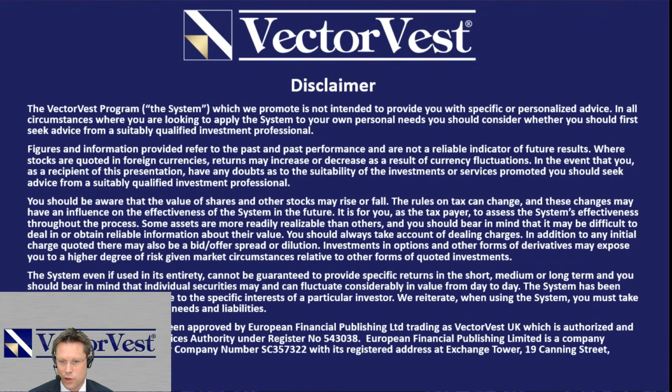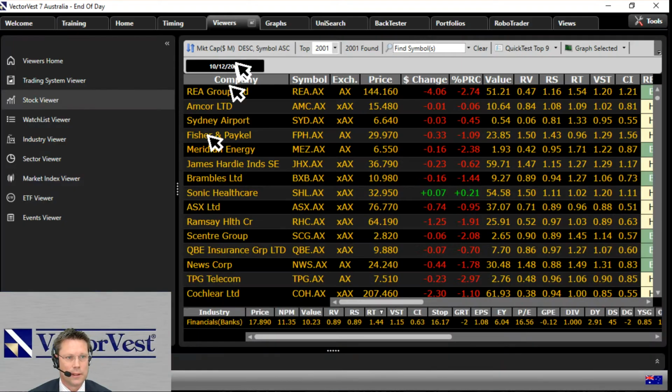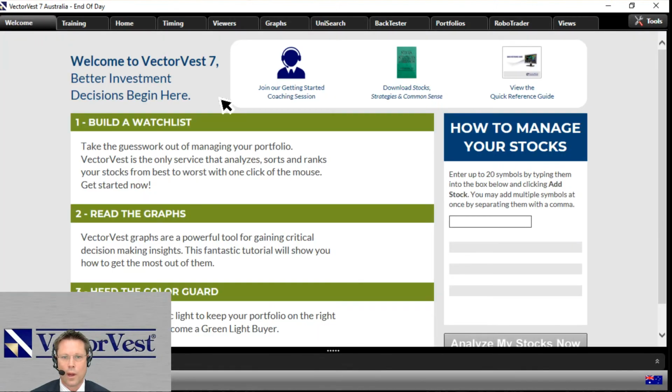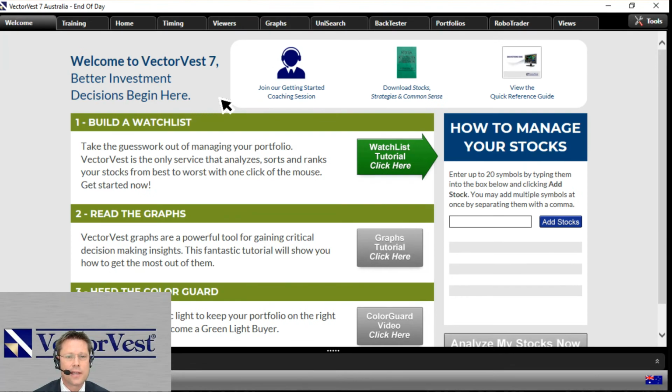Okay, so I've transitioned now to the other screen and let's get into it. What I'll do here, I'm just going to click on VectorVest. So this is VectorVest 7 that we're going to use to analyze our stocks today. So we can use the power of VectorVest 7.